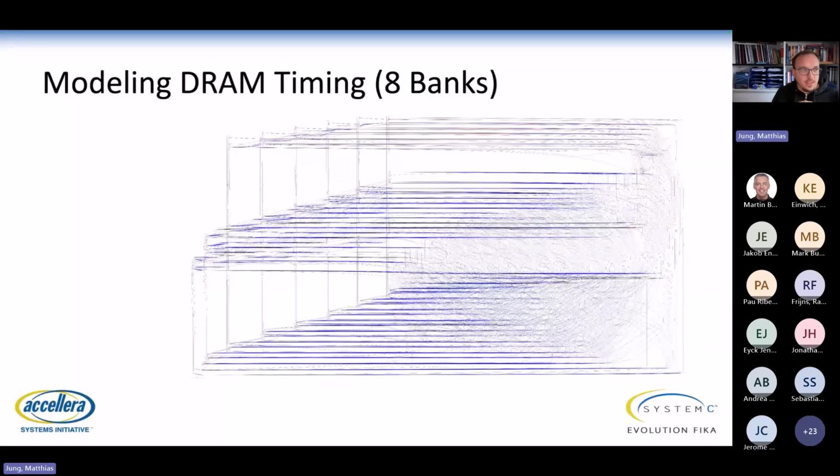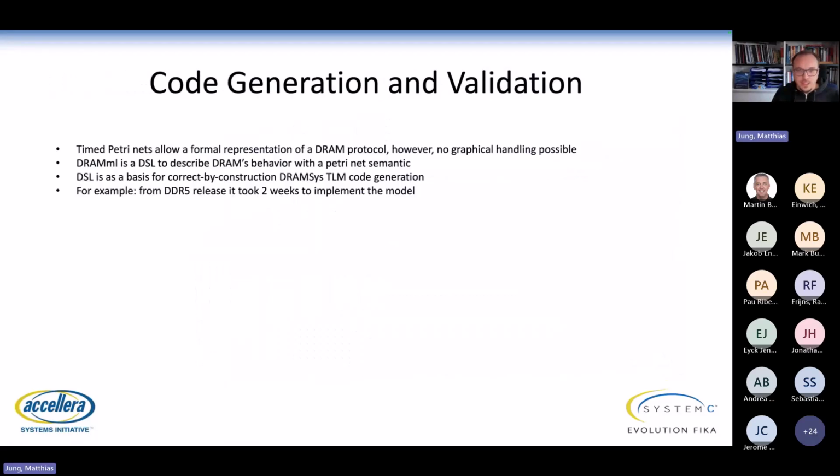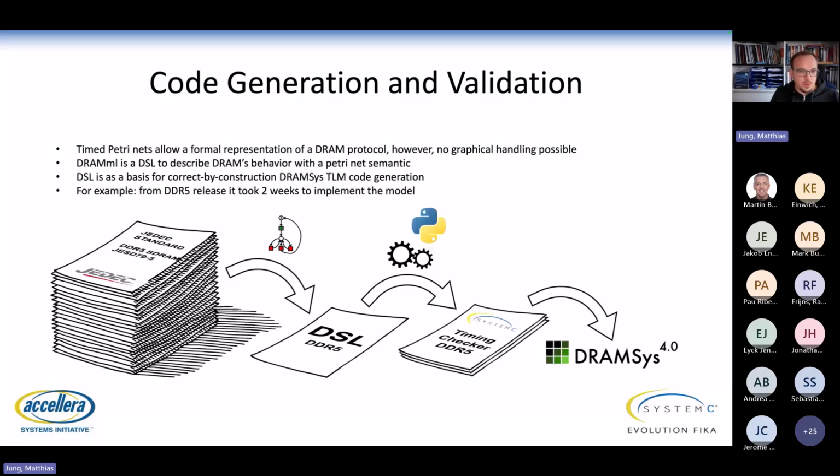So I think now you understand how complex this timing protocol is. And therefore, it's really error prone if you write all this code by hand. And that was the idea. We have now this Petri net semantics, and now put that in a domain-specific language, which we call DRAM-ML. And this is a domain-specific language to describe the DRAM's behavior and also the timing. And this DSL is then the basis for a correct by construction SystemC code generation.